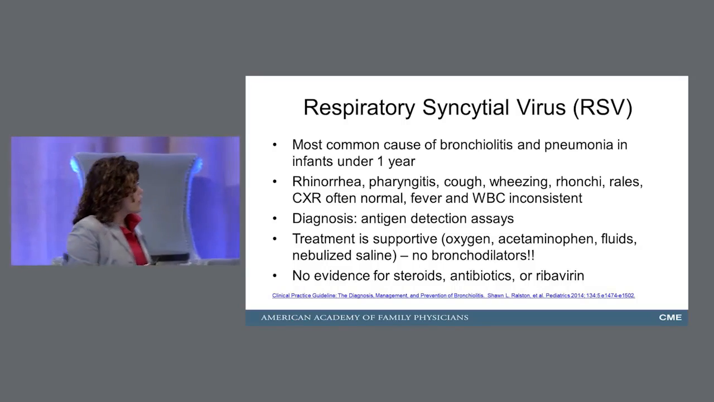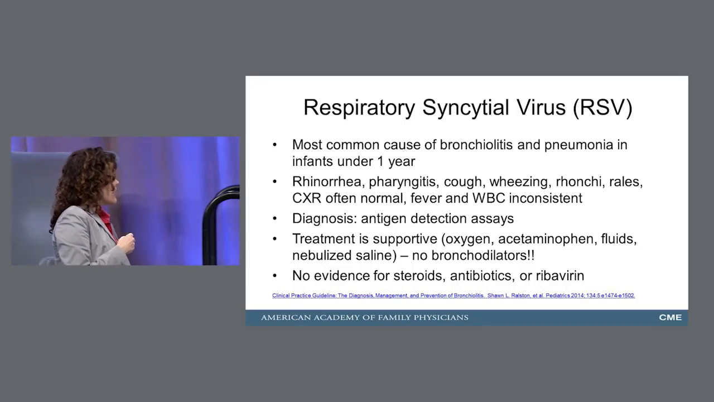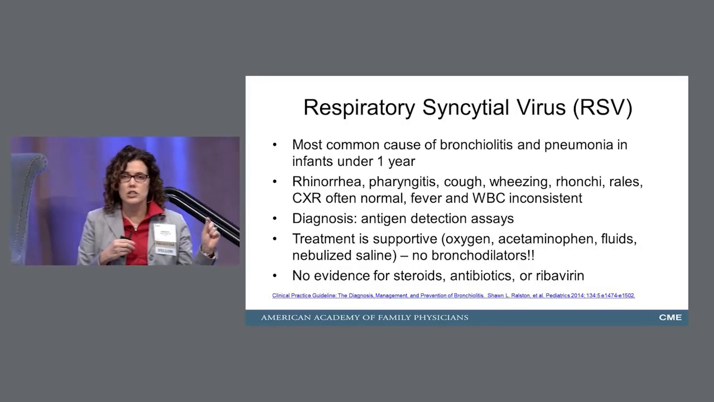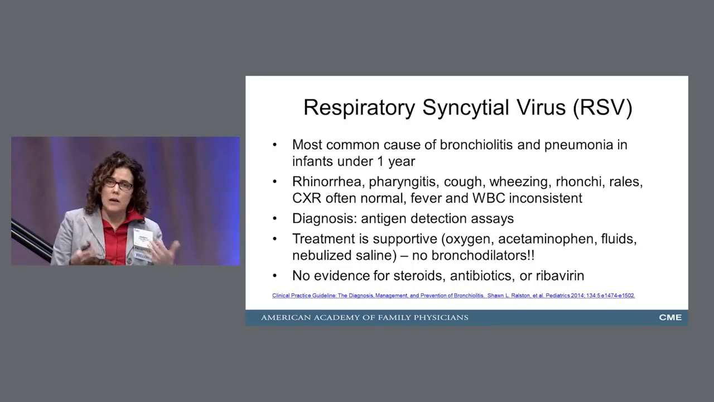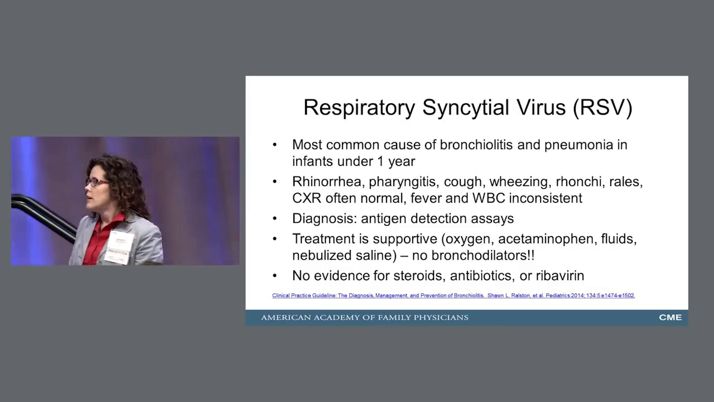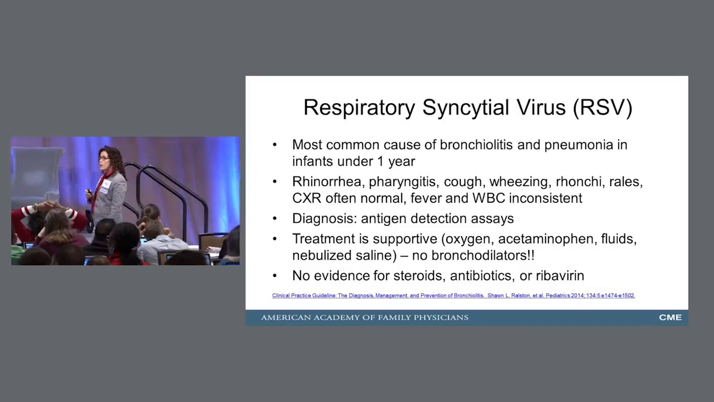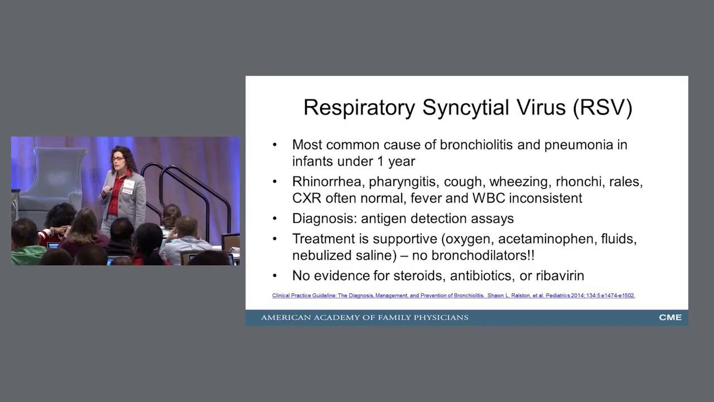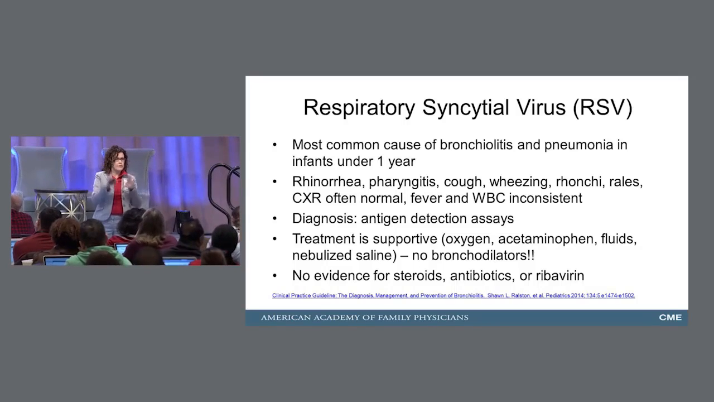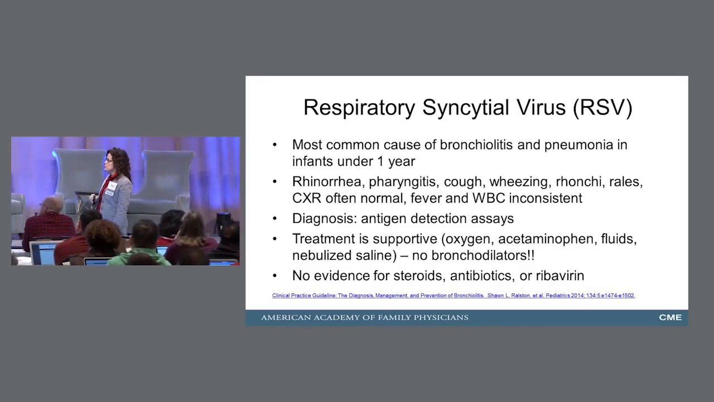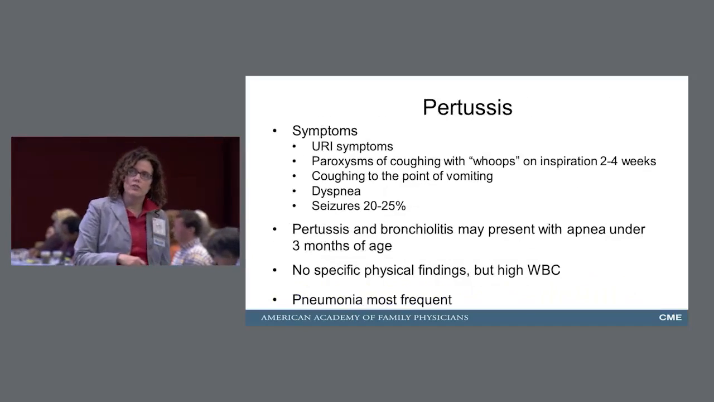You can diagnose it with the antigen detection assays. The treatment is supportive. It's oxygen if they need it. You can check their oxygen saturations, and if they need oxygen, give it to them. Tylenol, fluids. You can use nebulized saline to help loosen up some of the mucus in their airways. There are no bronchodilators used. This is a change. These guidelines came out about a year ago. They used to say try albuterol; erase that from your brains. You now want to just do supportive care. No evidence for steroids, antibiotics, or anything else for that matter.